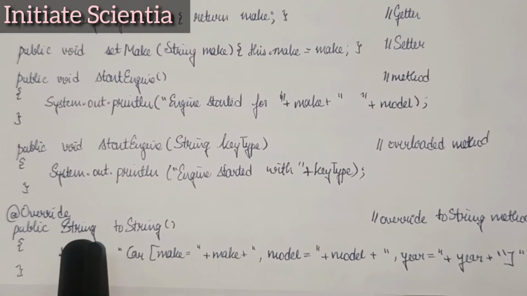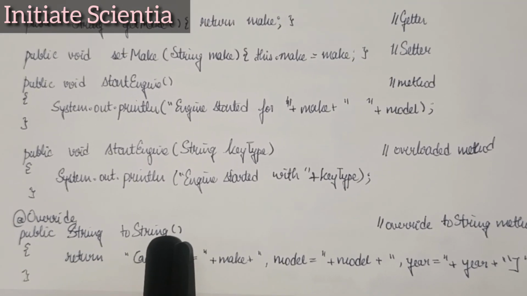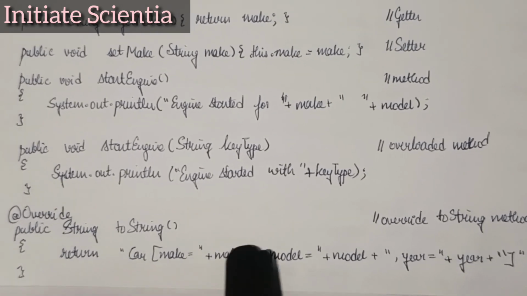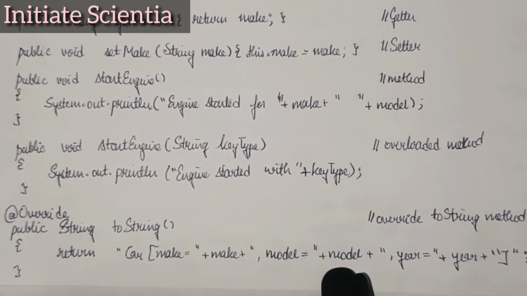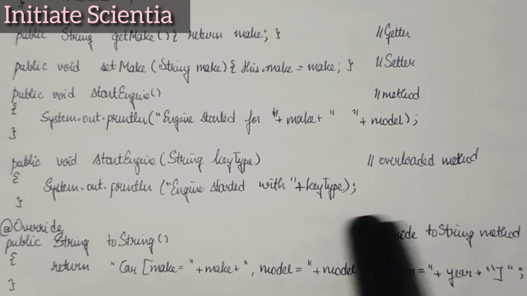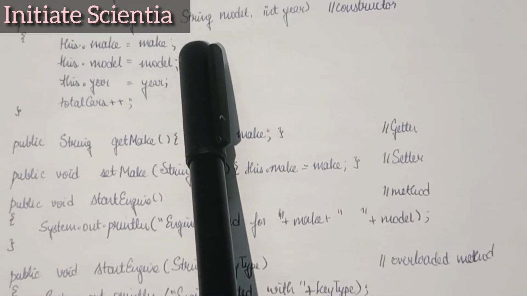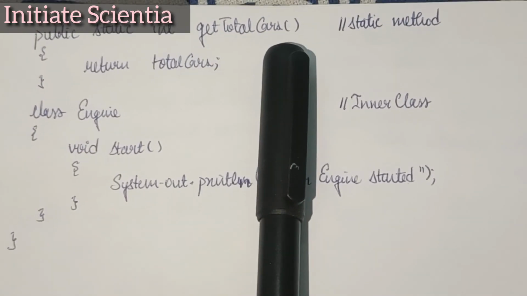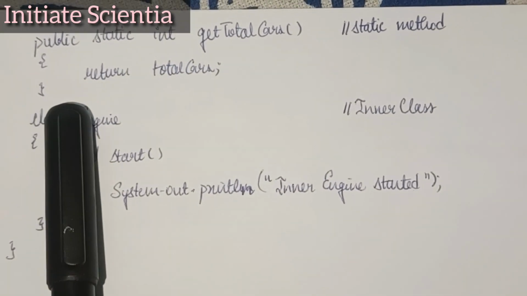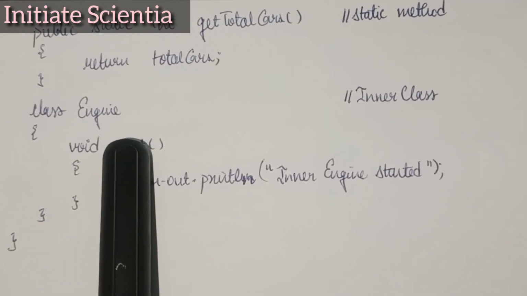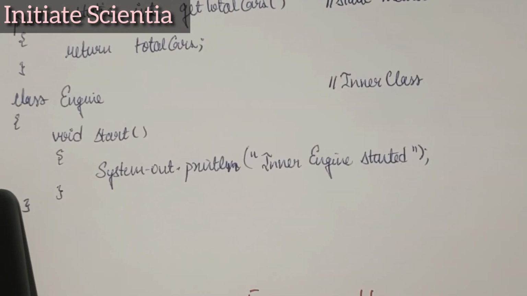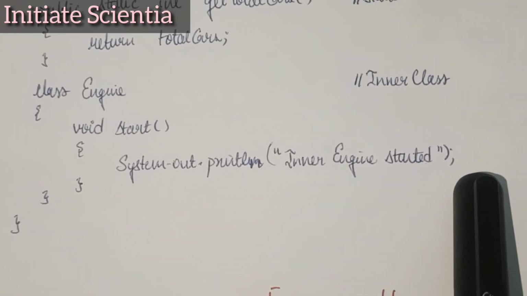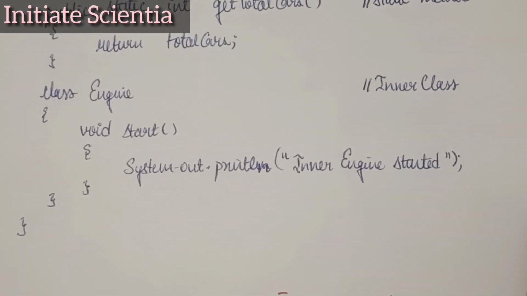Next, override the public String toString method. Return Car, the make is this.make, model is plus model, and year is plus year, so you're getting make, model, and year from this. Public static int getTotalCars, which is a static method. It returns totalCars. Class Engine is an inner class in the class Car. Void start, System.out.println. You're printing the statement inner engine started.